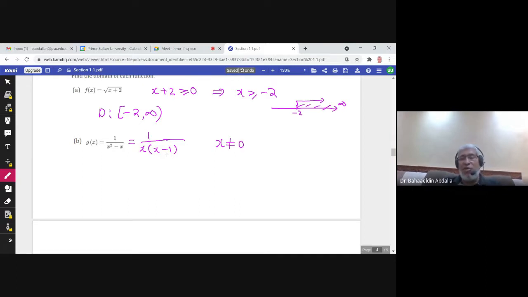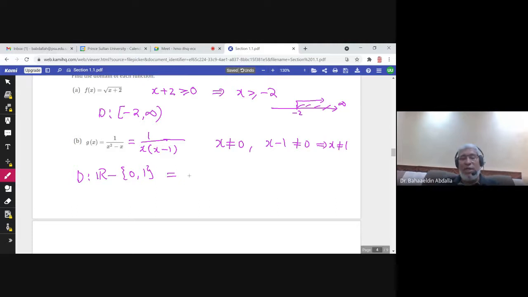because if x is 0, then 0 times anything would be 0. And x minus 1 cannot be 0. This means that x cannot be 1. So the domain of G would be all real numbers except 0 and 1.